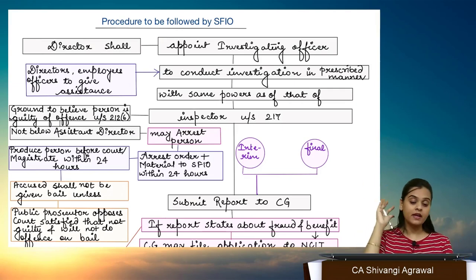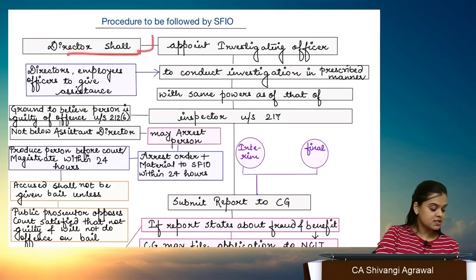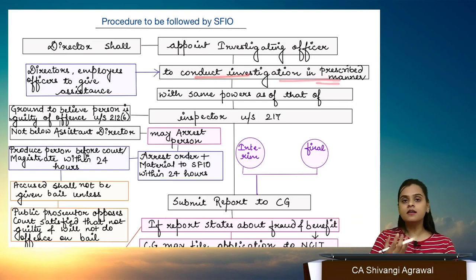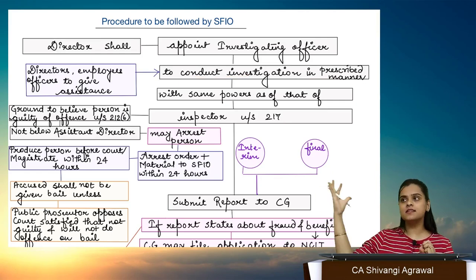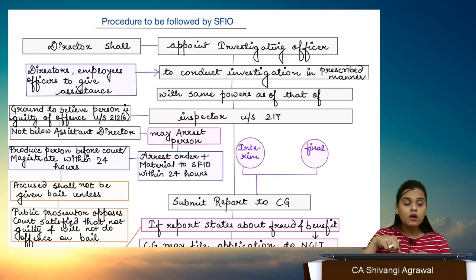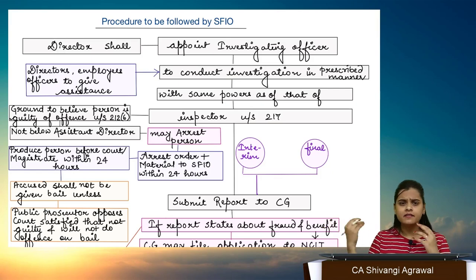Fine? Okay. Now, what will SFIO do? The director of SFIO, the highest authority, will appoint an investigating officer who will also be called an inspector under the Act. That person is going to conduct the investigation in the prescribed manner. It has to be a detailed examination. So how much power should be given to him? That means who he can call, who he can ask, where he can go, where he can extract information from, whom he can arrest, etc. So what powers are given to him?